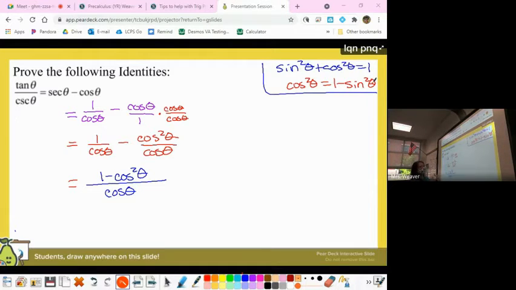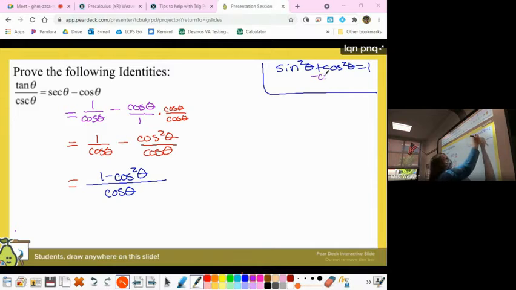Sorry, that's true, but that's not what I want to do there. When I compared that to what I have in my work, that's not helpful because that's not what I have in my work. What do I have in my work? In my work, I have 1 minus cosine squared theta. So instead, let's subtract the cosine squared theta from both sides.